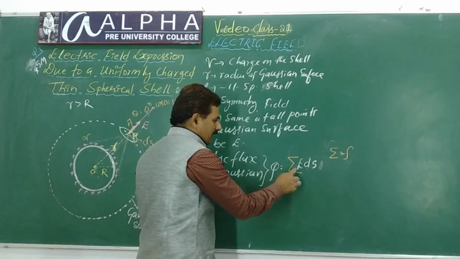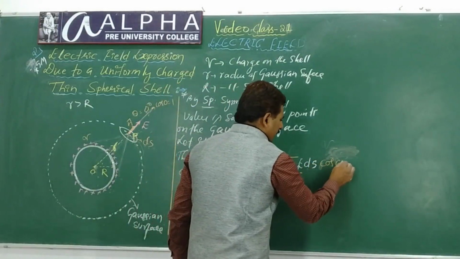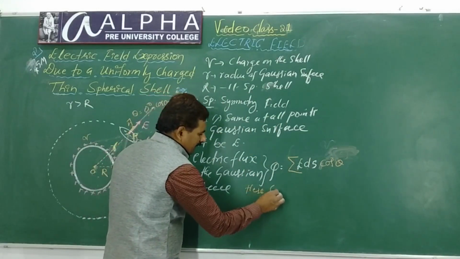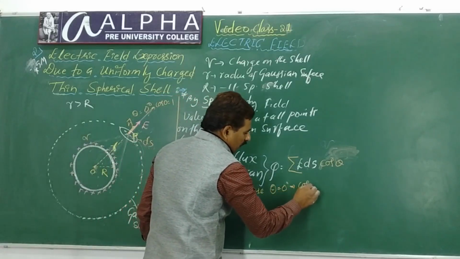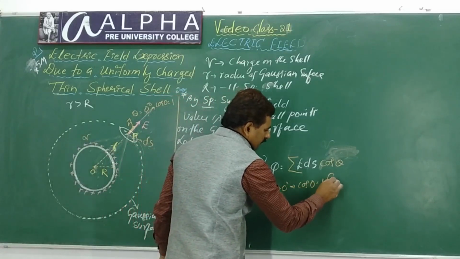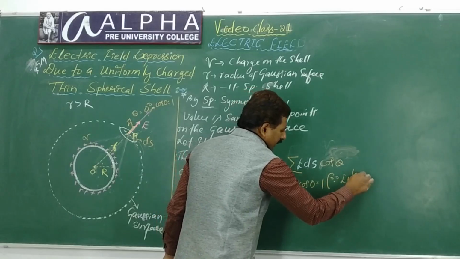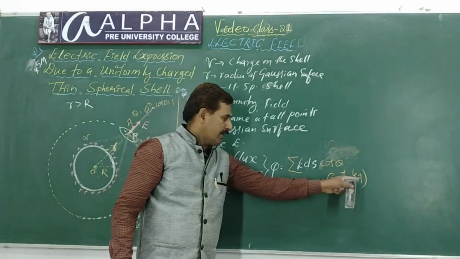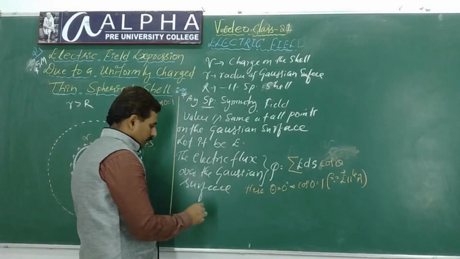Right? Summation E ds cos theta. Even if you write cos theta term, you can give explanation. What do you write? Here, theta equals 0 degree, which implies what is cos 0? 1. Because E is parallel to N. What is E parallel to N? Electric field direction parallel to area vector, normal.